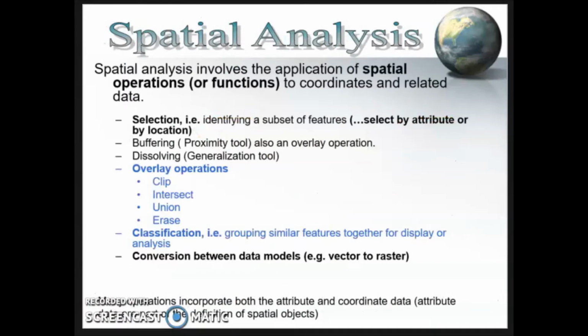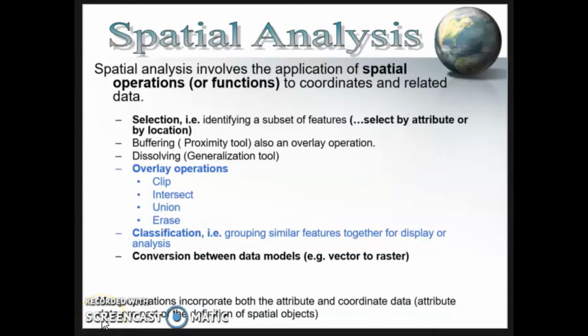So last week we went over selection, also known as query operations. This is a part of that spatial analysis process. I'm talking about the select by attribute or by location, which we went over when we were covering database management systems and attribute tables. Last week we also went over buffering, which is a proximity tool, and dissolving, which is a generalization tool. And again, buffering is a different type of overlay operation. It's just separated because it has that additional function of proximity.